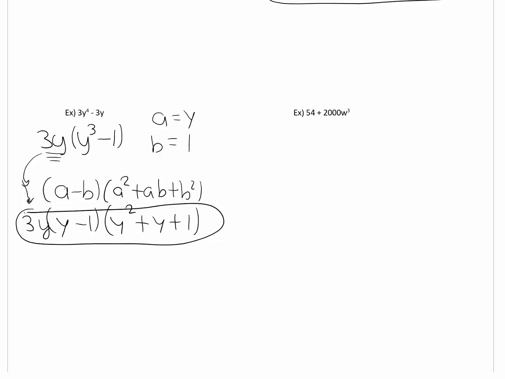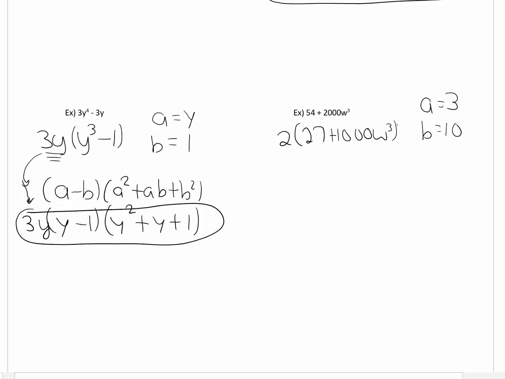Okay, the other example I want to take a look at. Is there a greatest common factor I can take out of the two terms other than 1? In this case, that's yes. I can divide out a 2. Take a look inside the parentheses. 27 is a perfect cube because 3 times 3 times 3 is 27. Cube root of 1,000 is 10. The cube root of w cubed is w.